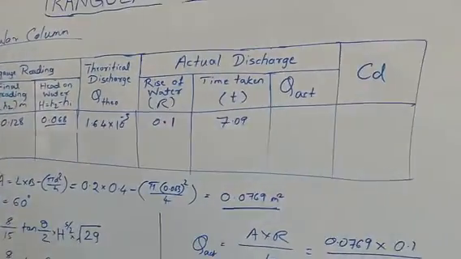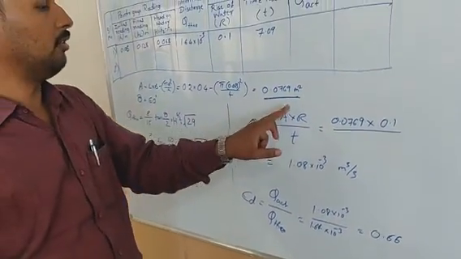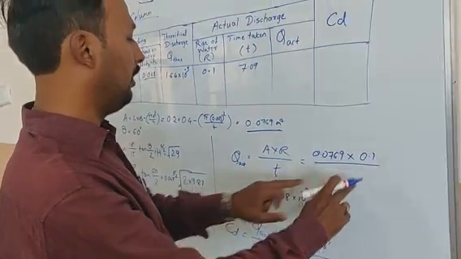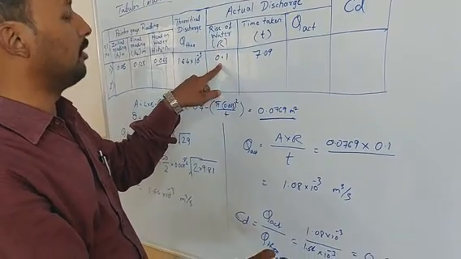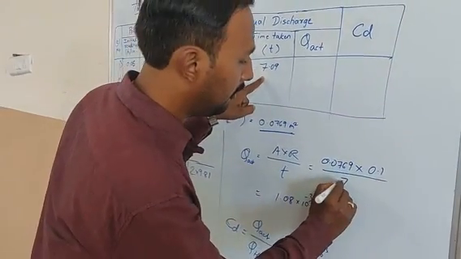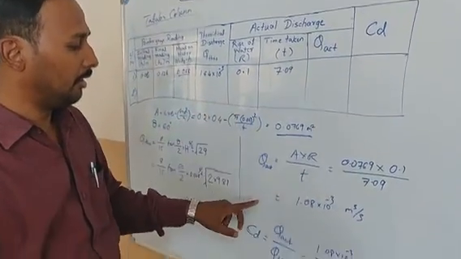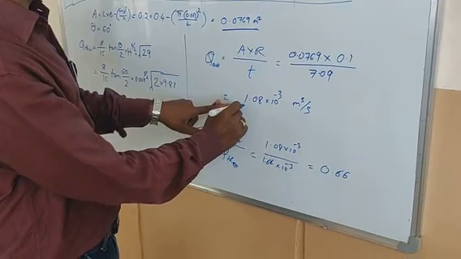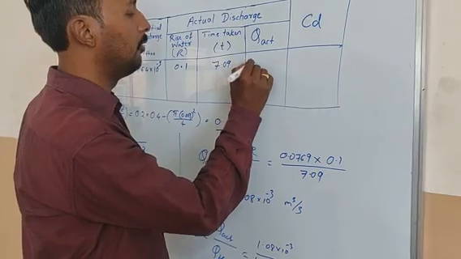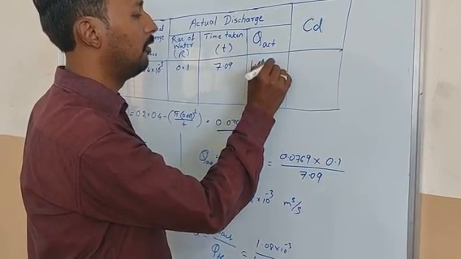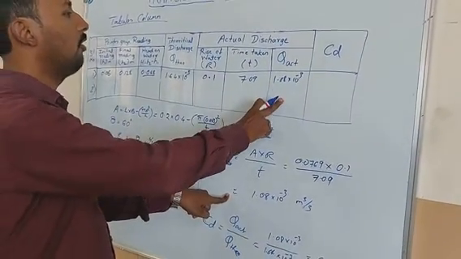Next, actual discharge. Actual discharge is A into R over T. A is here 0.0769. R is 0.01 and time is 7.09. After calculating this, the answer is 1.08 into 10 raised to minus 3 meter cube per second. This is Q actual, and we have got Q theoretical.